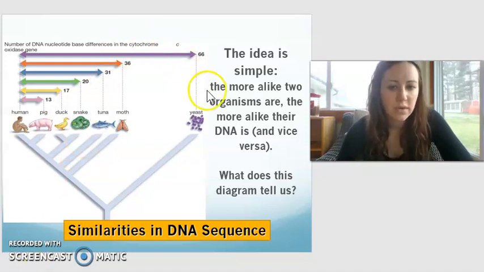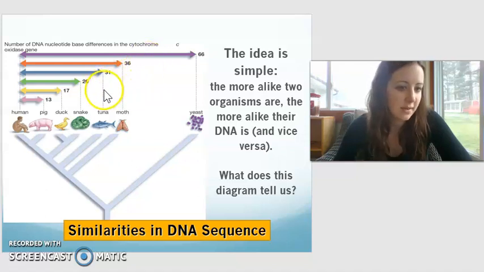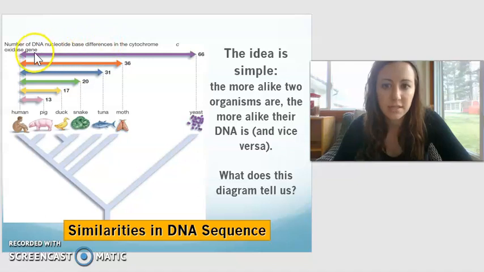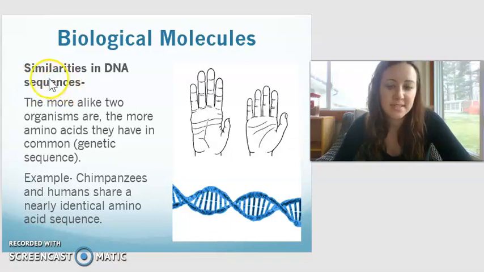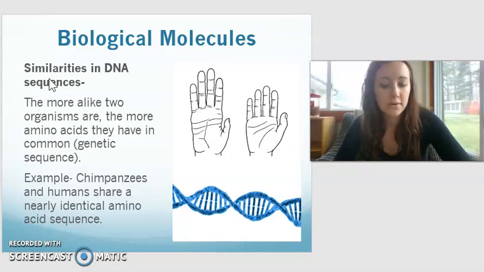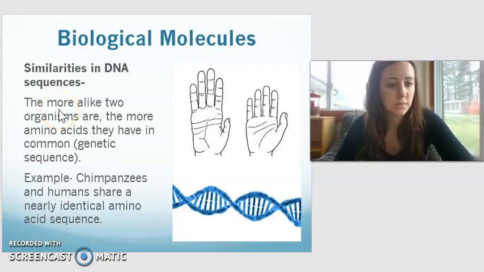And what this is showing us is that there's not really a lot of close relatedness between yeast and humans, because there's so many differences in this certain gene, this cytochrome C oxidase gene. Again, looking at similarities in DNA sequences, the more closely related two organisms are, the more similar their genes are. Genes code for amino acids, which code for proteins, and I know we haven't talked about that yet. But the more closely related two organisms are, the more similar their DNA is going to be.